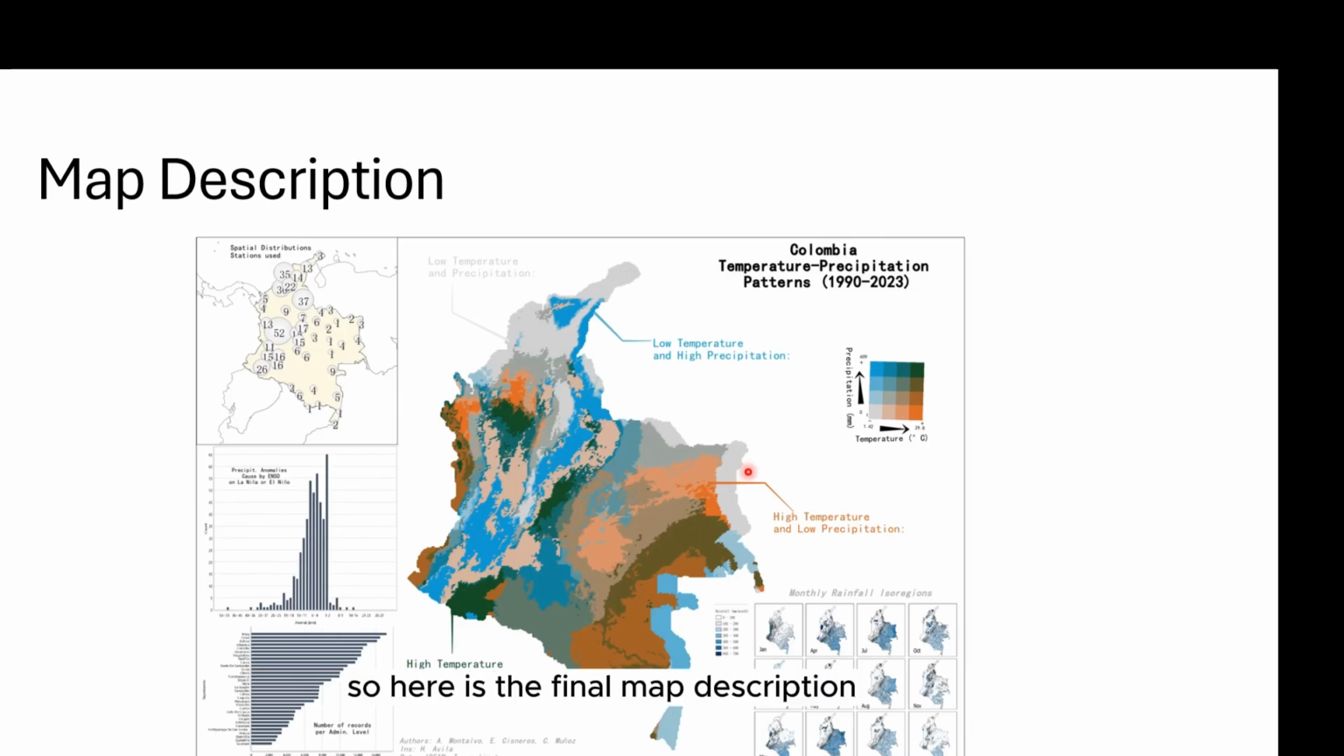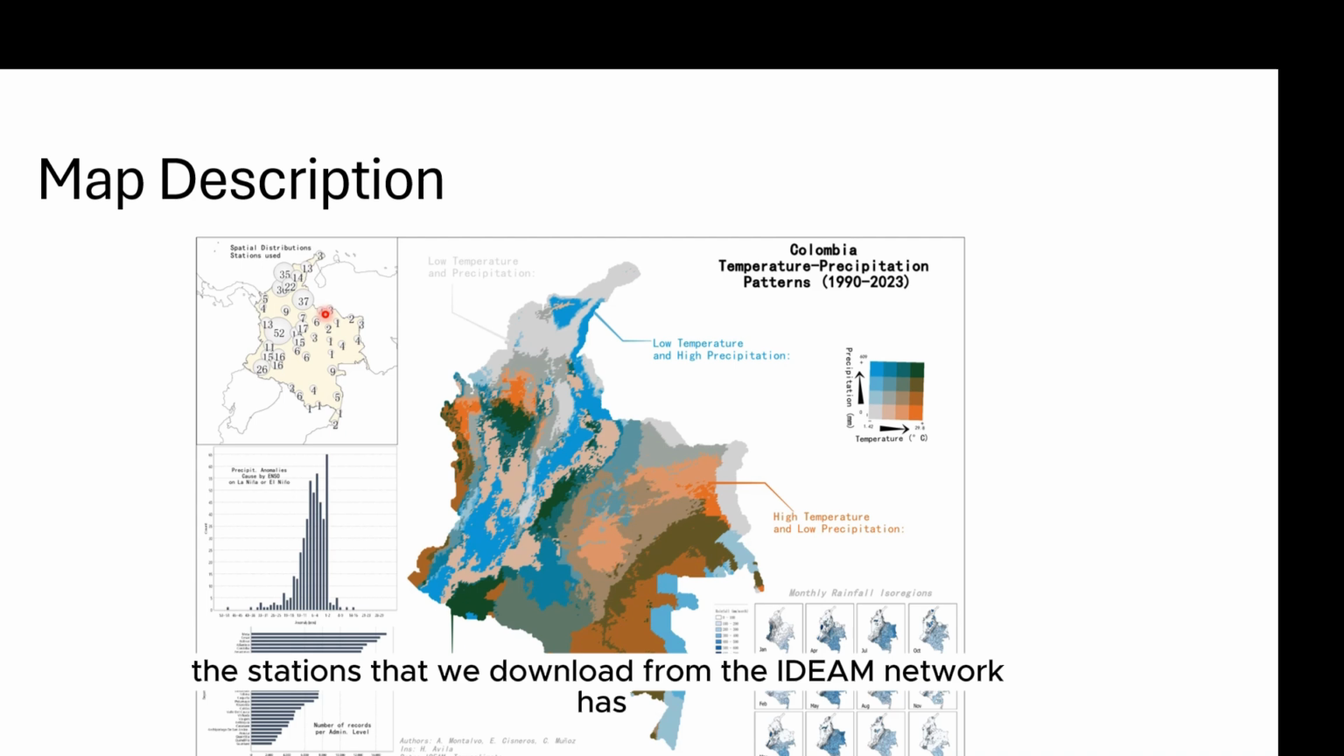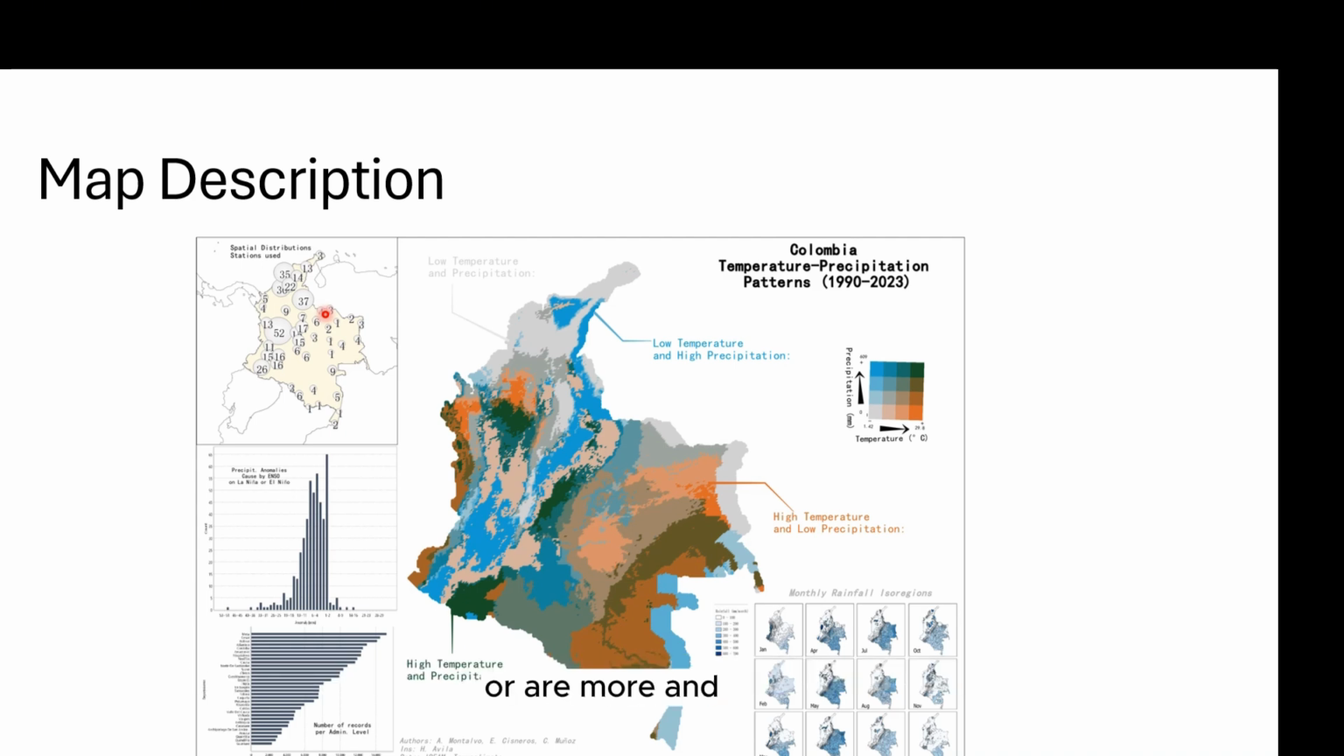So here is the final map description, the final map result. You can see first the distribution of the stations that we had. Here in the middle is where I said most stations were located, but this is not where most records are. This is mainly because, maybe, in the other regions the stations that we downloaded from the IDEAM network are older than the ones that were installed in the central region.